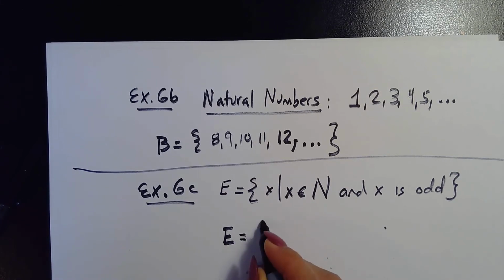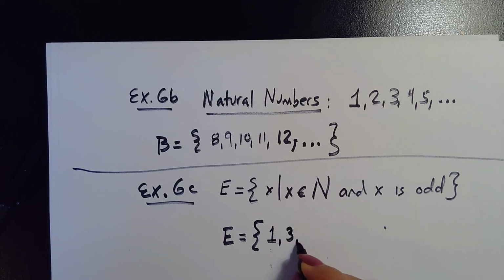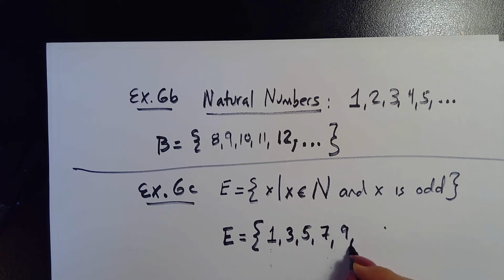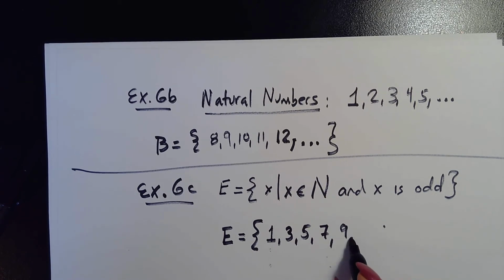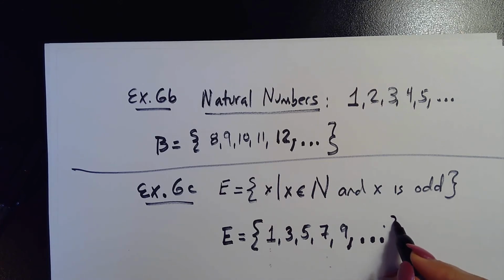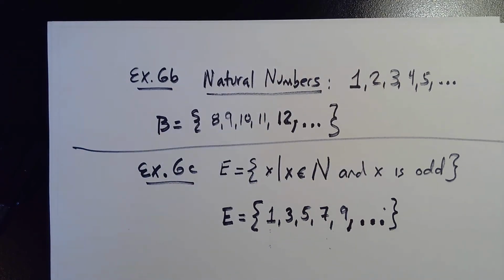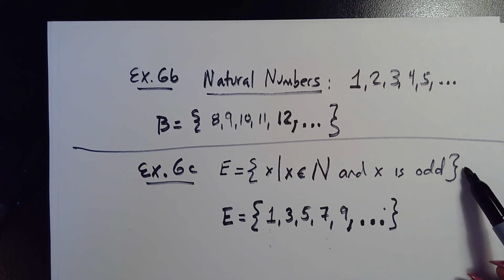Now, if I want to write it in roster, I'm going to list them. x has to be a natural number and odd. So the first natural number that is odd is 1, and then 3, 5, 7, 9, and then after the 5th element, I can just put a comma, and then write 3 dots to let the reader know that the pattern will continue without bound, the numbers continue to increase without bound, and then I close the set with the set notation. So this is the roster method, and this one is the set builder method.